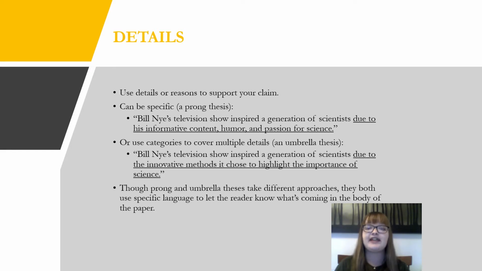You can also use a category to cover multiple details, which is called an umbrella thesis. Bill Nye's television show inspired a generation of scientists due to the innovative methods it chose to highlight the importance of science. While the prong and umbrella thesis statements take different approaches, they both use specific language to let the reader know what's coming in the body of the paper.